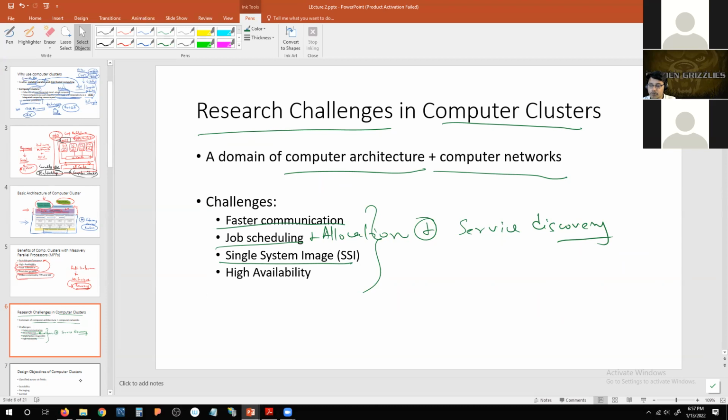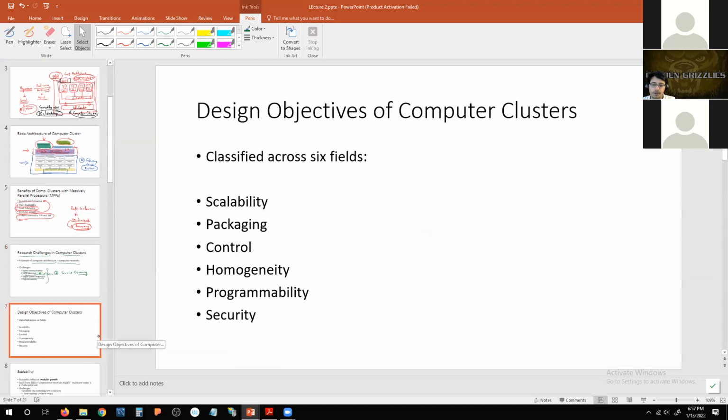Okay, so now what are the different design objectives when it comes to designing computer clusters? These design objectives can be classified into 6 different fields. First one, of course, you're going to see very frequently. There is no escape from that. I know we have been talking about this again and again, but we will keep on talking about this probably throughout the end of the course as well.